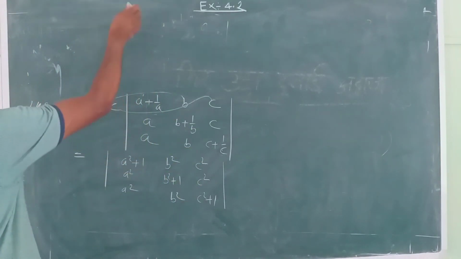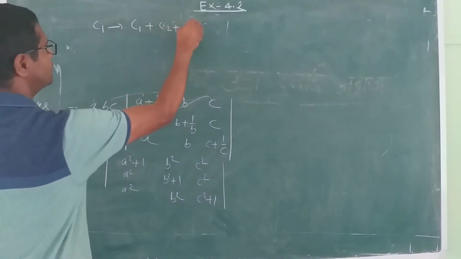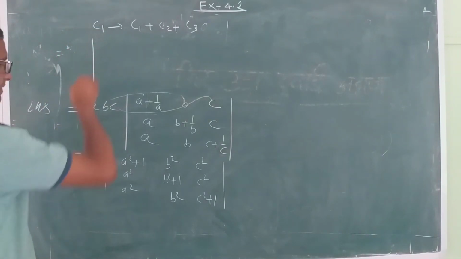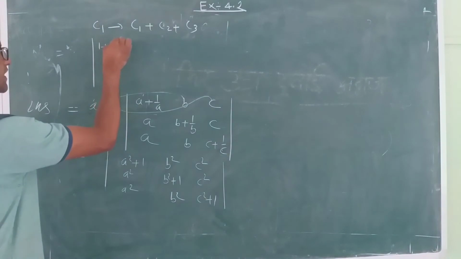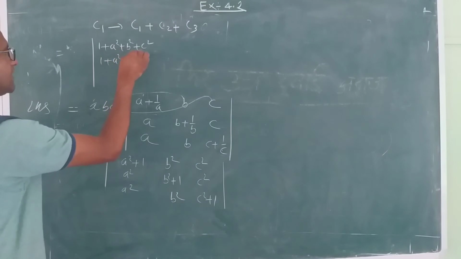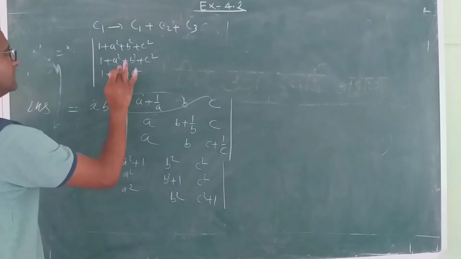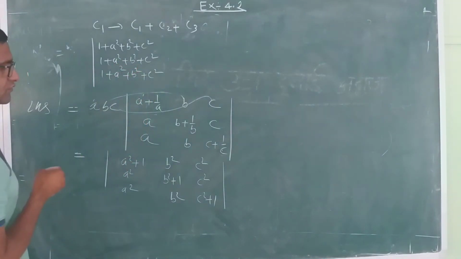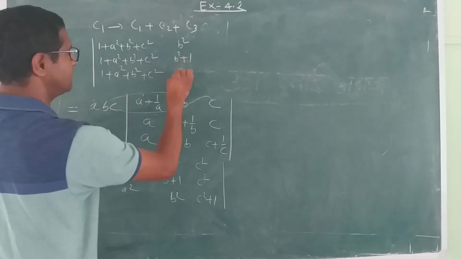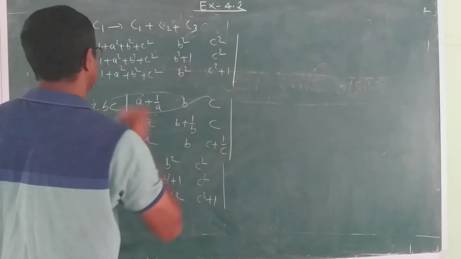So you will apply the operation C1 changes to C1 plus C2 plus C3. Now the new form of the determinant will be 1 plus a square plus b square plus c square in each element of the first column. No change in the second column: B square plus 1, b square, c square and c square plus 1.